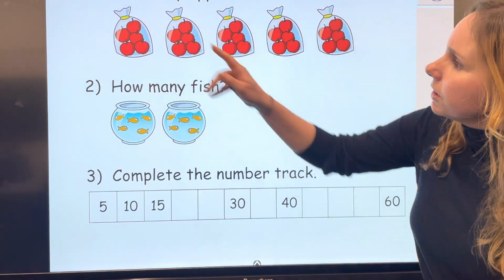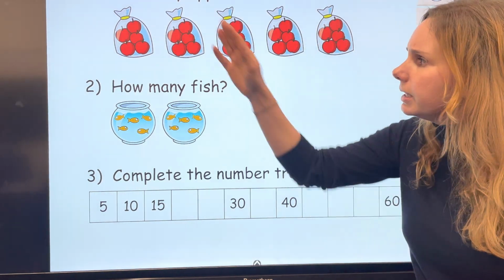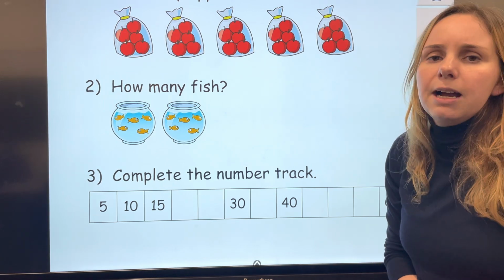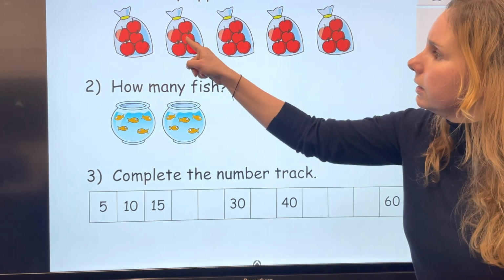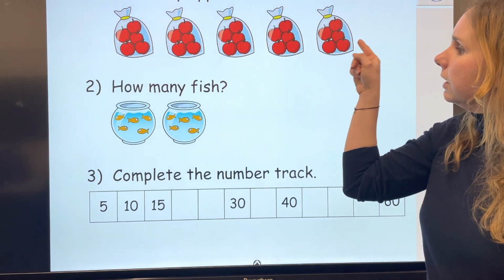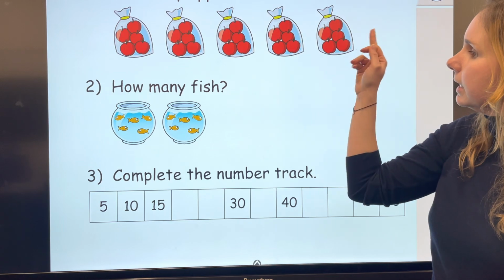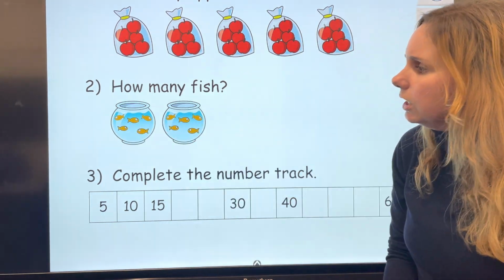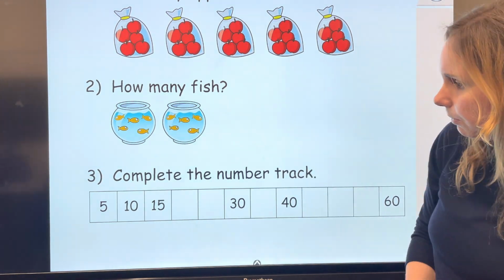Here we go. So looking at these images, straight away I know there are 5. I don't need to count every bag because I know there's 5. Tell your adult, how many do you have? How many apples altogether? Hopefully you said 25. 5, 10, 15, 20, 25. Again, I know there are 5 fish in each bowl. 2 5s is 10. Well done.